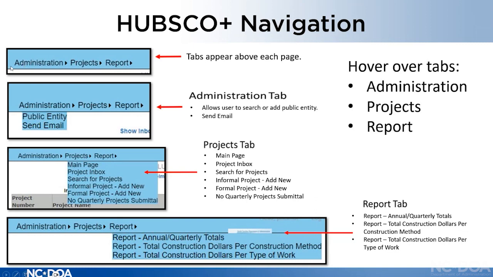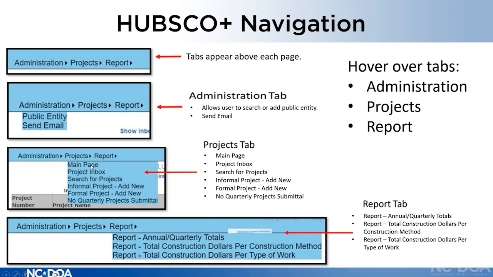On the blue tab or bar that goes across the top of the screen, there's something that says administration, projects, or report. So that's not really pointing to the next item on the list. So administration is not pointing to projects. Projects is not pointing to reports. That little triangle there is just saying that's a menu. If you hover over that, it'll let you see what's under administration. So if you hovered over administration, you'd see public entity or send email. If you have a system administrator role, you'll be able to see some additional items.